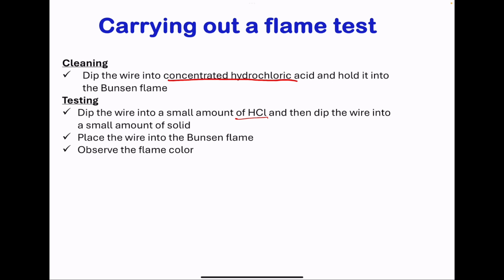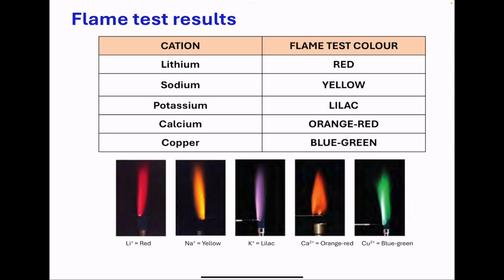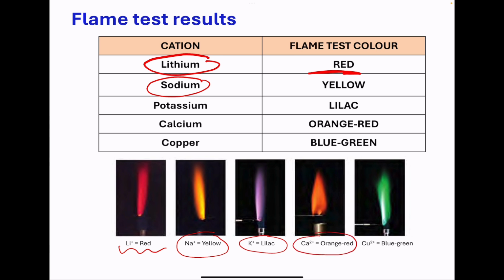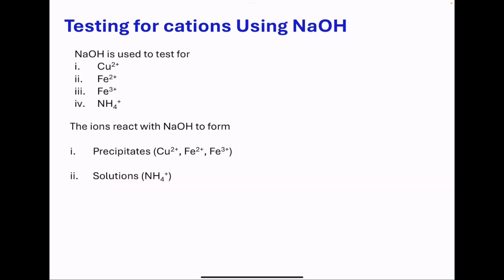And now this is going to be placed in the Bunsen flame, and you observe the color of the flame that is produced. So if the cation is lithium, the color is going to be red, as we see here. If it's sodium, the color is going to be yellow. Potassium, the color is going to be lilac. Calcium is going to be orange-red, like this one here. And copper is going to be blue-green. You need to memorize these colors, and you need to know the description of how a flame test is carried out. Now we go to testing using sodium hydroxide.